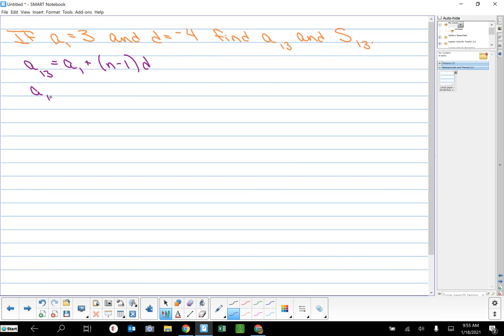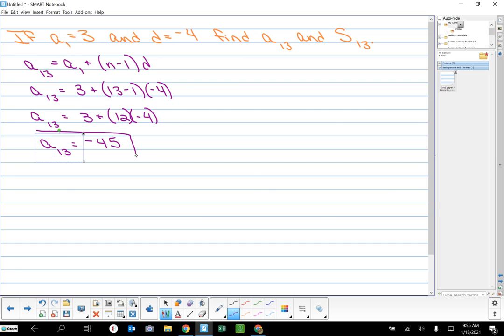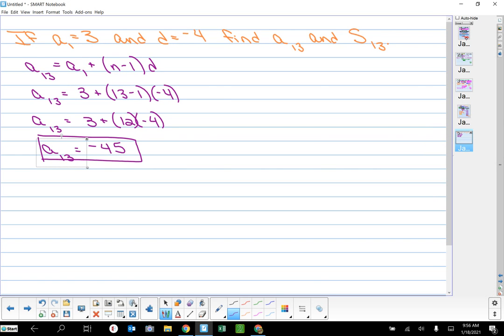So a sub 13, a sub 1 is 3, n is 13, and d is negative 4. All right, so a sub 13, this is 12 times negative, oops. That's a negative 48 plus 3, so a sub 13 is negative 45. There's that answer.